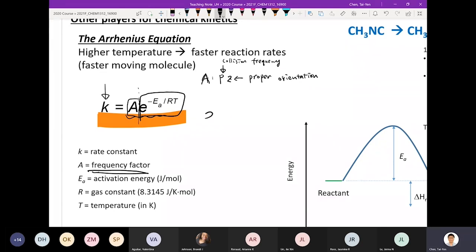The term that you have, e to the negative EA over RT, is the so-called exponential term. There are two important parameters inside this exponential term, right? One is EA, one is T. EA is the activation energy, and T is the temperature.